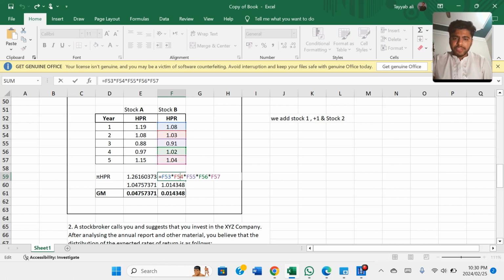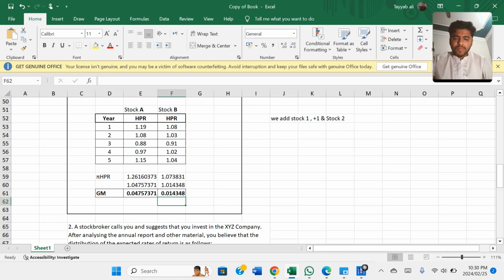Year 1 multiplied by year 2, year 3, year 4 and year 5, to the power of 0.2, minus 1. 1.014348 minus 1 is 0.014348.